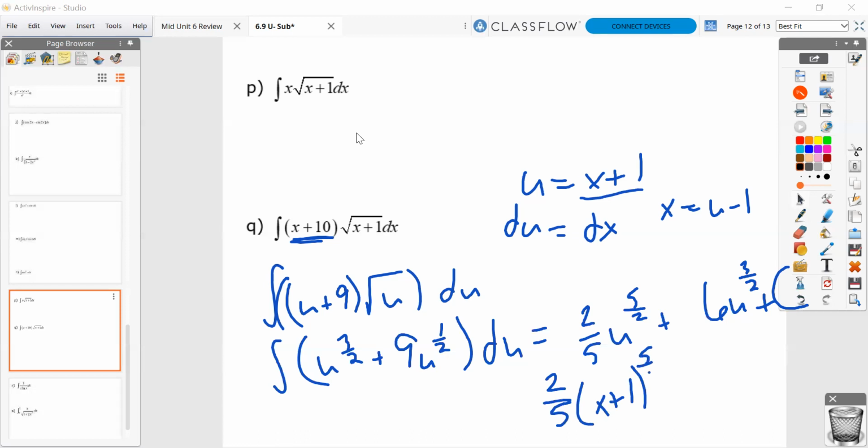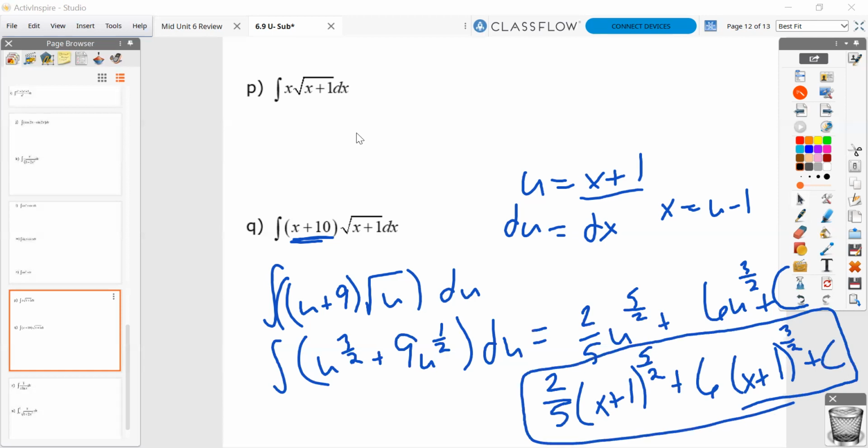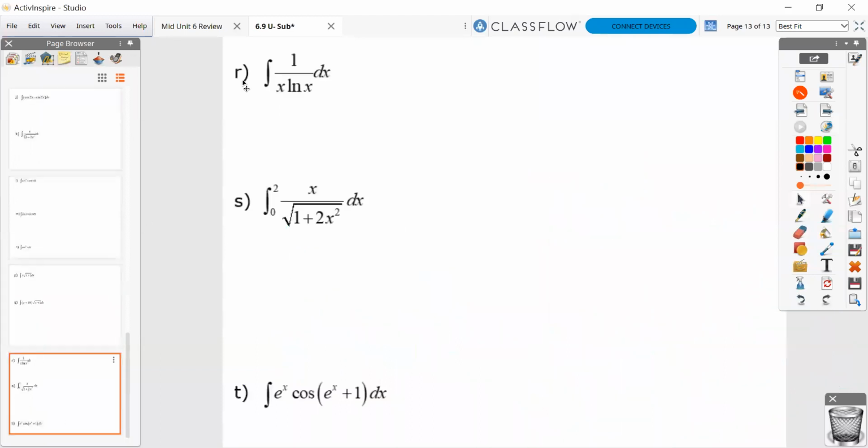And there you go. Again, always remember, this is an indefinite integral, so we don't have bounds. We gotta plug u back in. Speaking of definite integrals, though, look at S there. Man, S has some stuff. Pause the video here and see how you do.